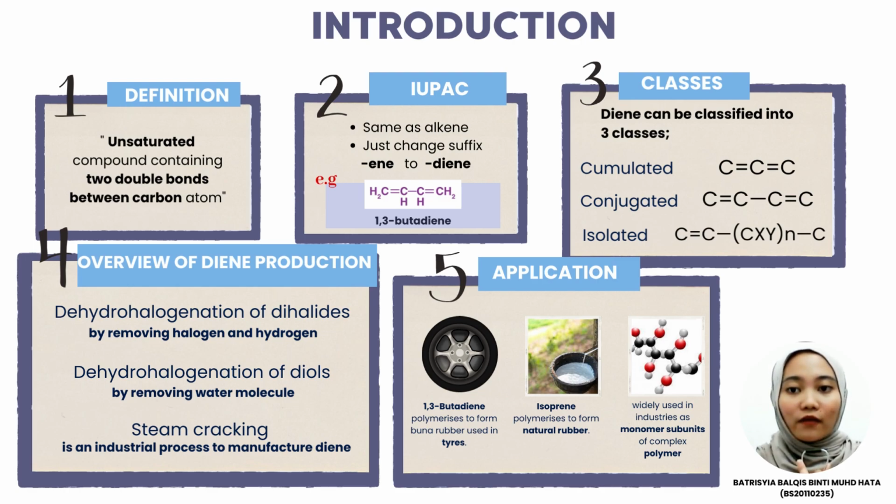Next, the overview of diene production includes the dehydrohalogenation of dihalide, where halogen and hydrogen will be removed. Second is the dehydration of diol, by removing water molecules, and lastly, steam cracking, which is an industrial process to manufacture diene. The application of diene includes the production of tire by polymerized 1,3-butadiene, second, production of rubber by polymerized isoprene, and lastly, diene is used as a monomer subunit to produce complex polymer.